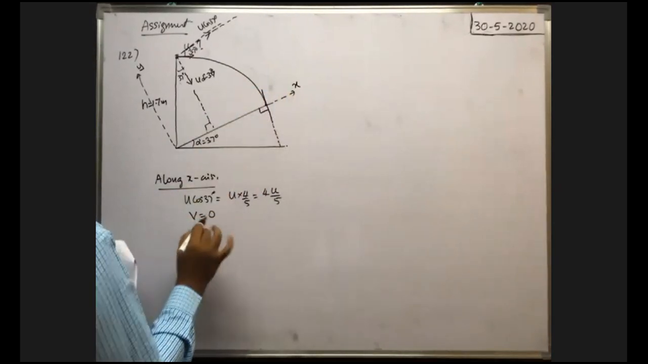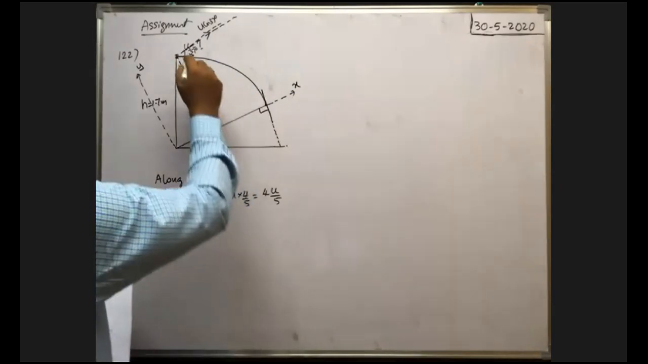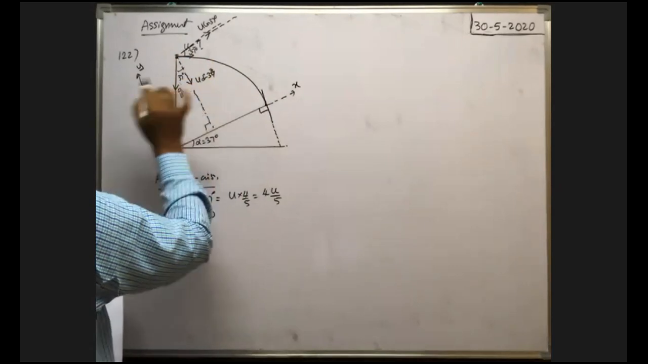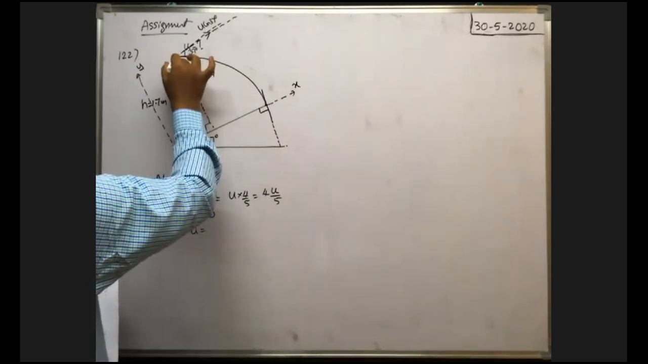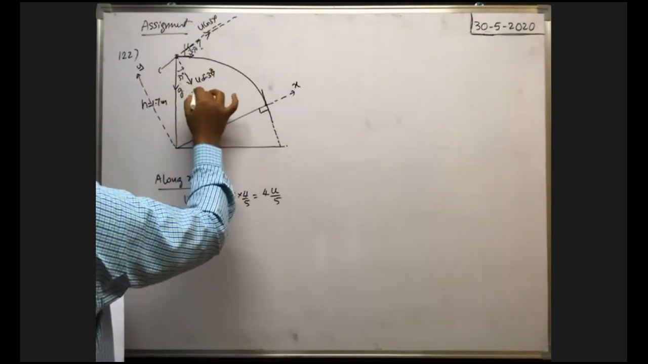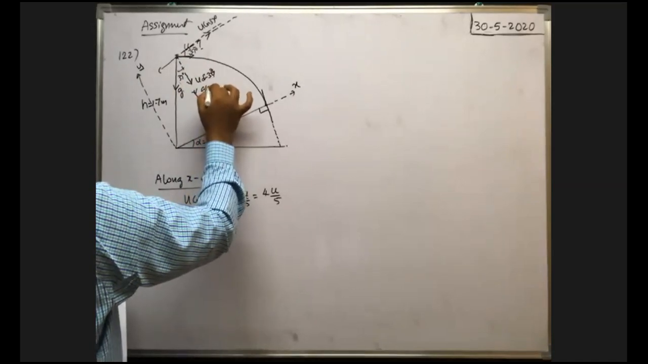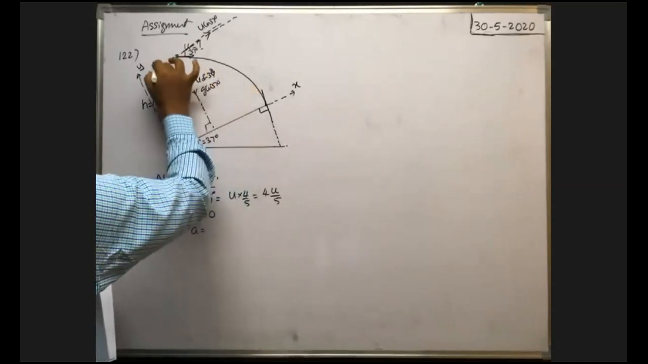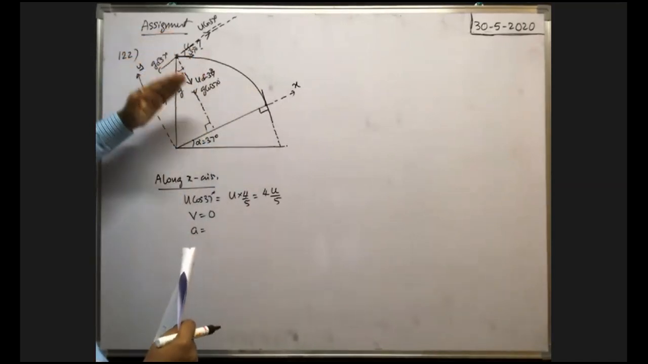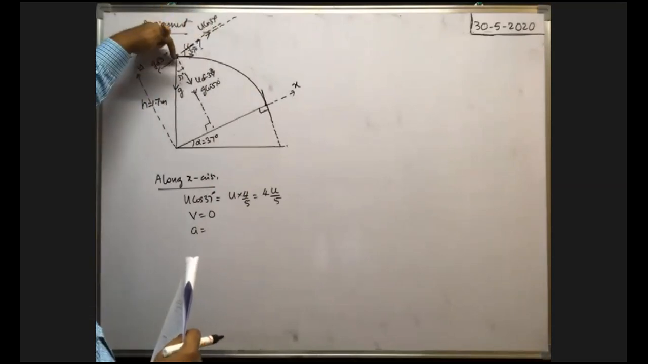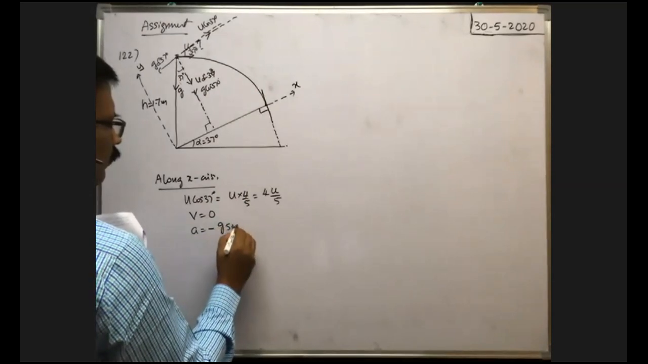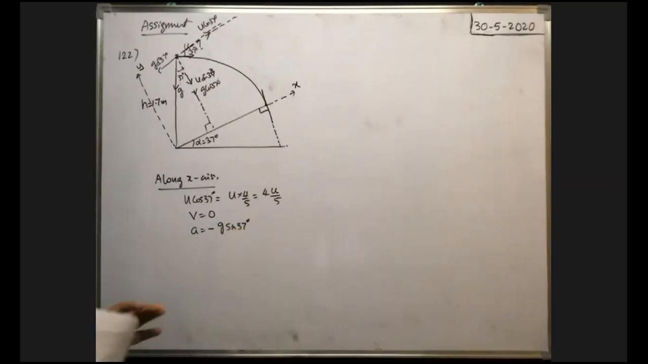What is the acceleration a along the x-axis? The acceleration due to gravity always acts vertically downwards. If you resolve it into two components, one component is g sin 37 along the incline and the other is g cos 37 perpendicular to it. Here the initial velocity is parallel to the x-axis in this direction, but the acceleration component is in the opposite direction. That's why it is minus g sin 37. This is the known information.